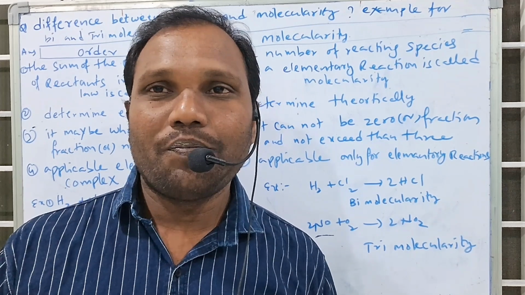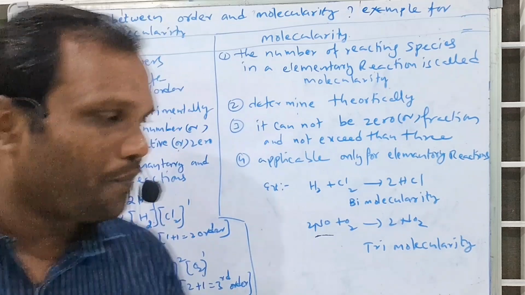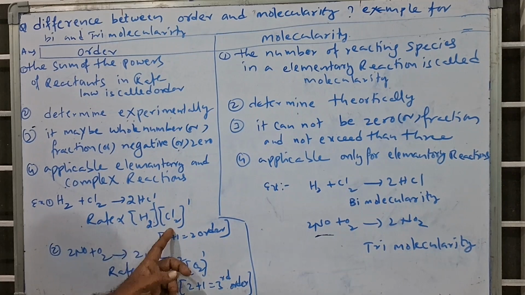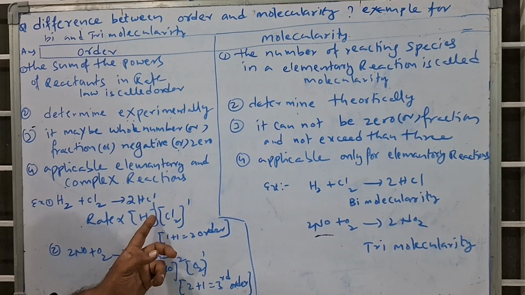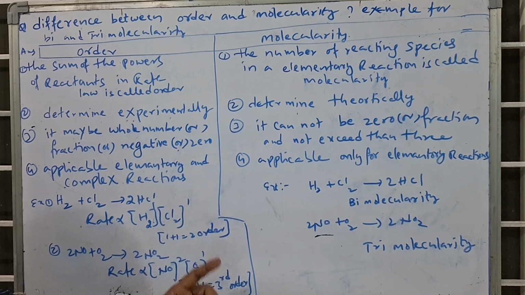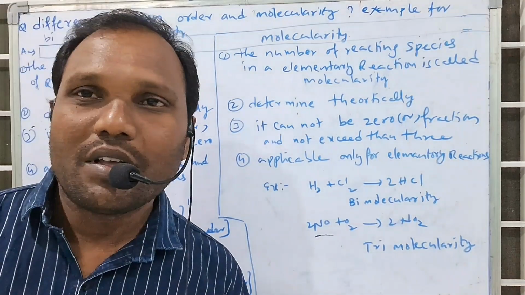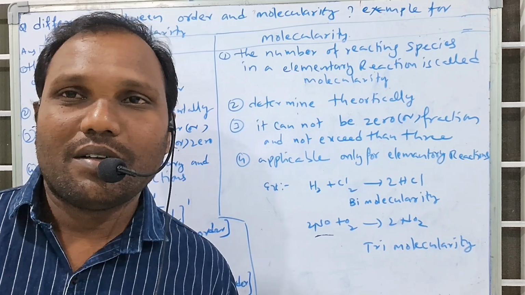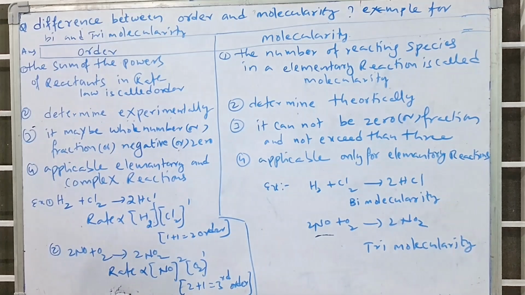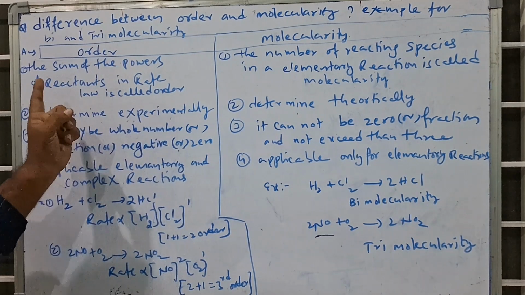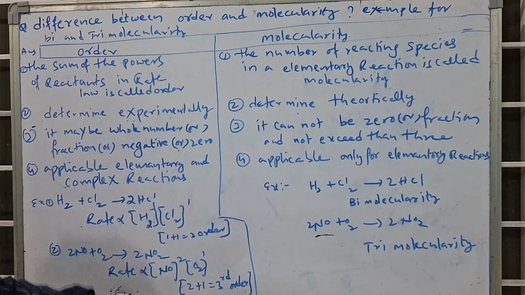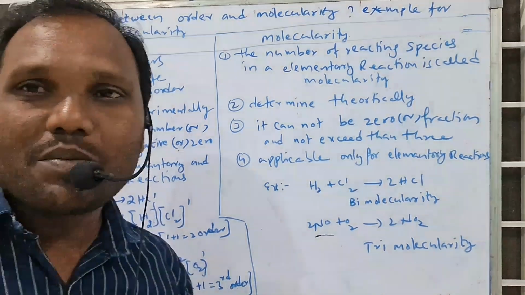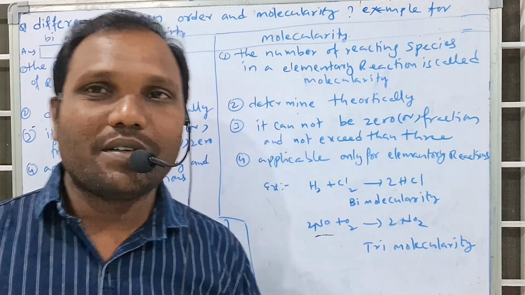Suppose I give an example here. This is the rate law for this reaction: H2 power 1 and Cl2 power 1. 1 plus 1 is second order. That is the definition. The sum of the powers of the reactants in a rate law is called the order of the reaction. Next, the definition of molecularity.